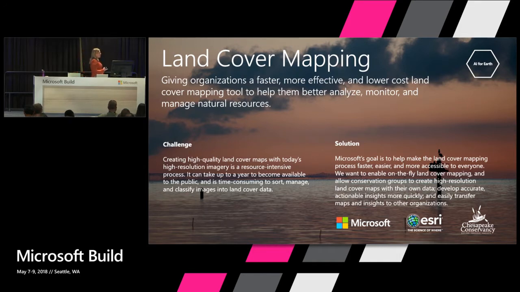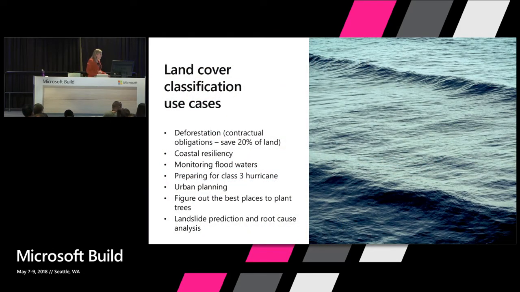So our goal here was, how can we make land cover mapping more accessible, easy and available for everyone? We worked with some wonderful partners, Esri as well as the Chesapeake Conservancy, and they had done a lot of work manually labeling data in the Chesapeake Bay. Using that as training data, we built a machine learning model to expose that to a lot of people. Let me talk just briefly about some of the use cases, and then we'll jump into some code. So here's where you could potentially use that.